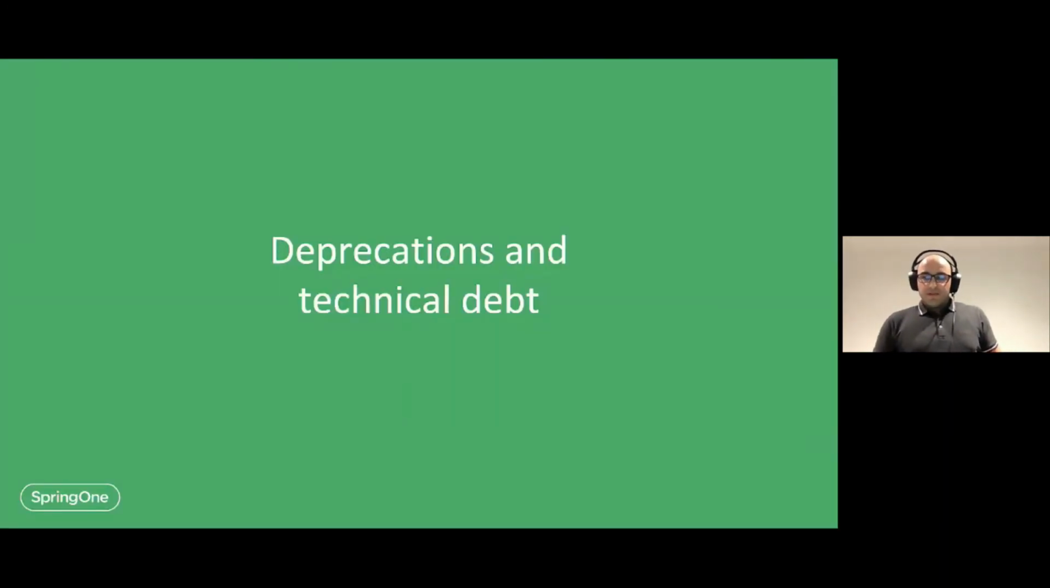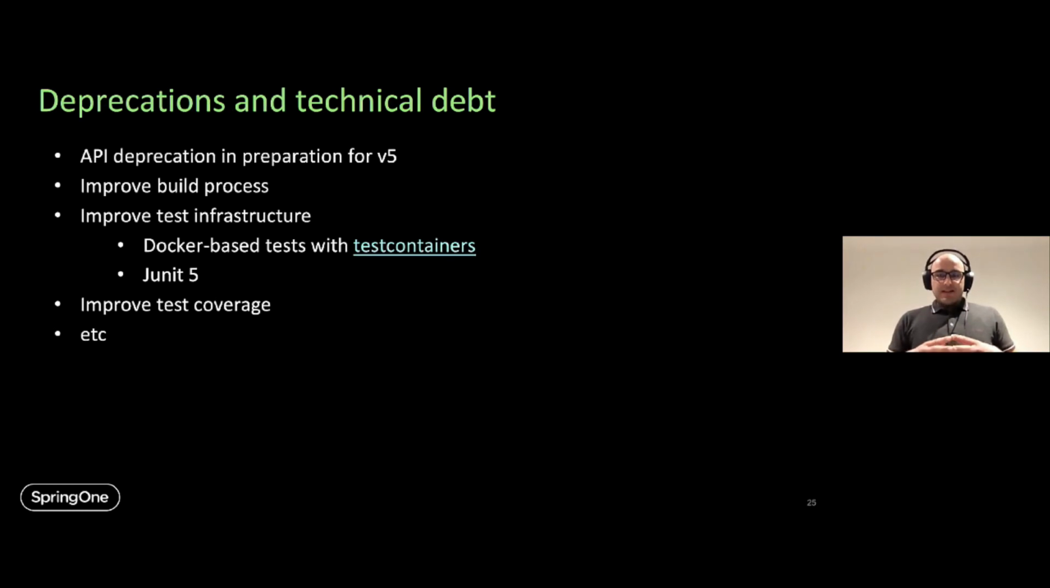Now, a last thing I wanted to talk about in this session is deprecations and technical debt. This is not something new we are shipping in this release, but I thought it's important to mention it in this session. So, as I mentioned, since 4.3 will be the last feature release in the fourth line, we took the opportunity to work on APIs deprecation in preparation for V5, the next major version. We are not going to remove any deprecated API in 4.3, which is a minor version, but we might remove all deprecated APIs in the next major version.